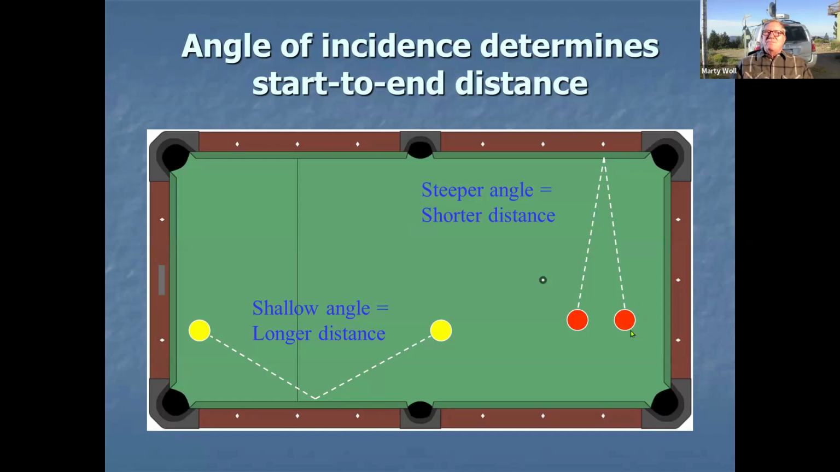Those of you who misspent your youth will recognize this sort of thing. If you hit the cushion at a very steep angle, it's going to come back pretty close to where you started. If you hit it at a very shallow angle, it's going to come back quite a distance from where you started. And that's what we have on HF.